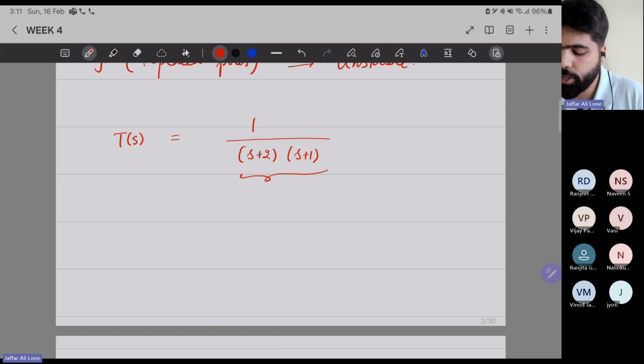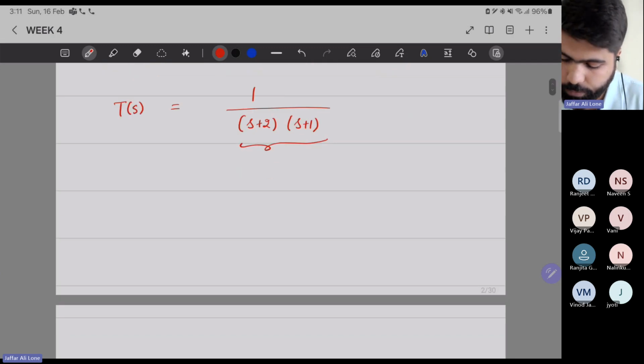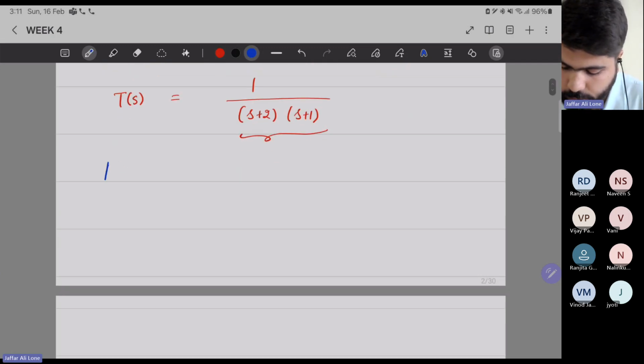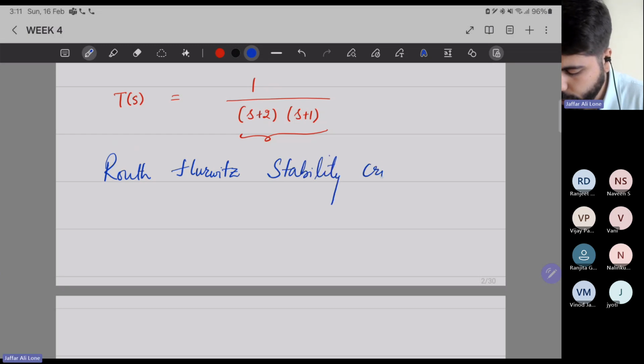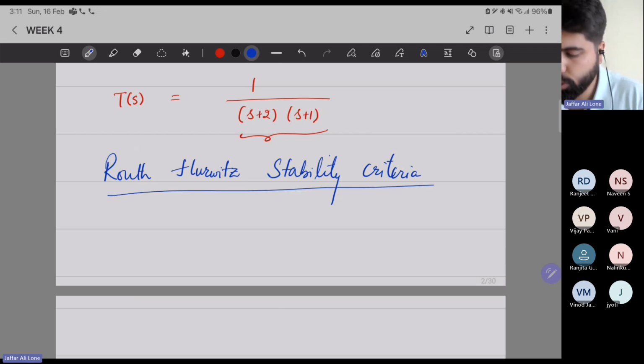There we use the Routh-Hurwitz stability criteria. So the Routh-Hurwitz stability criteria comes in handy. It's very easy and very important as well. I'll explain this with the help of an example, so that it will be more clear.